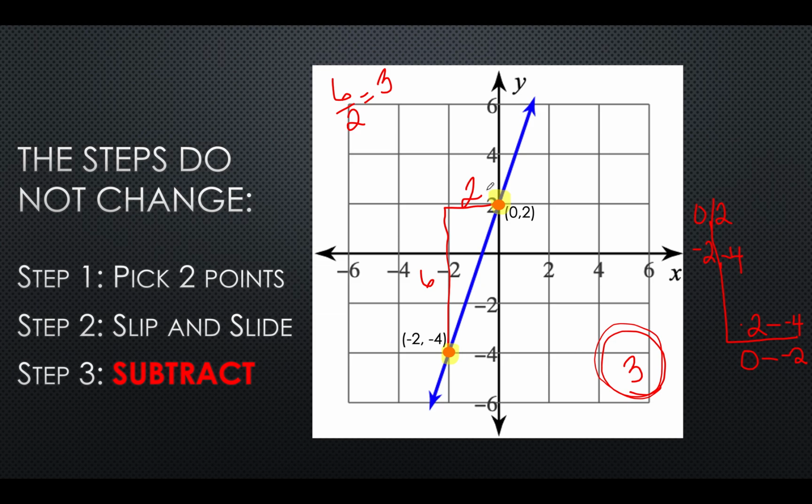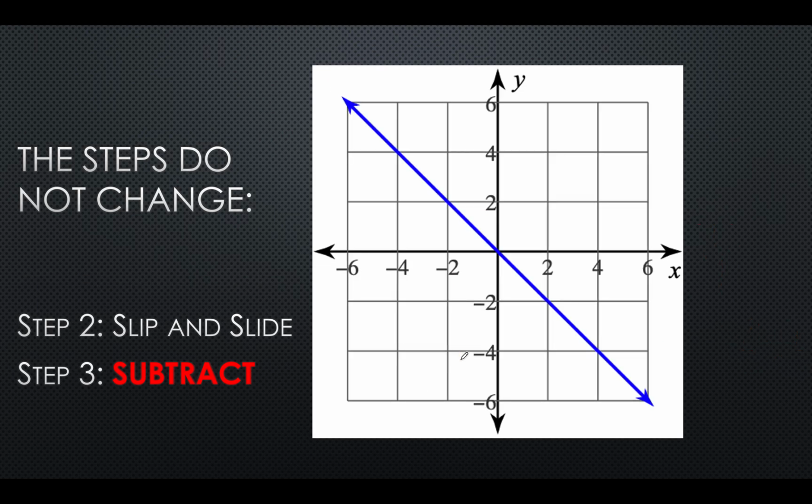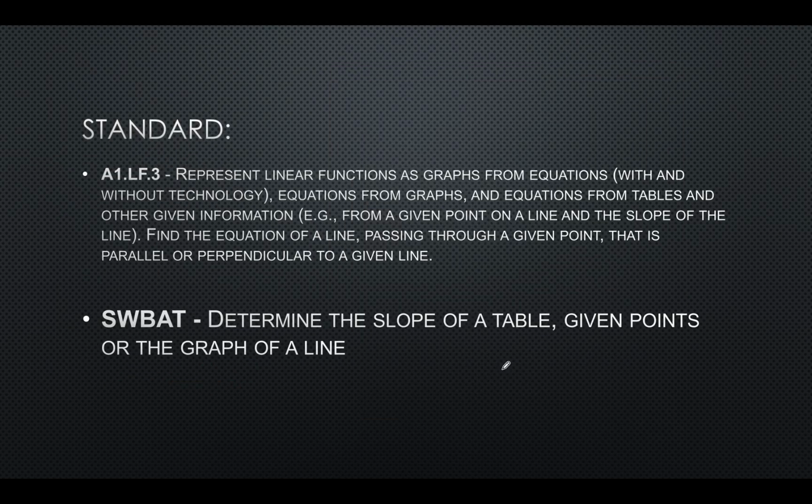I find it's great. Let's just do the exact same process for all of them. Pick 2 points, slip and slide. So again, pick 2 points. I'm going to pick these 2. Can you pick 2 others? Absolutely. Pick 2 points, slip and slide. Please go ahead and try and do this. The correct answer is going to be -1, and if you got a -1, then you're doing fabulous.